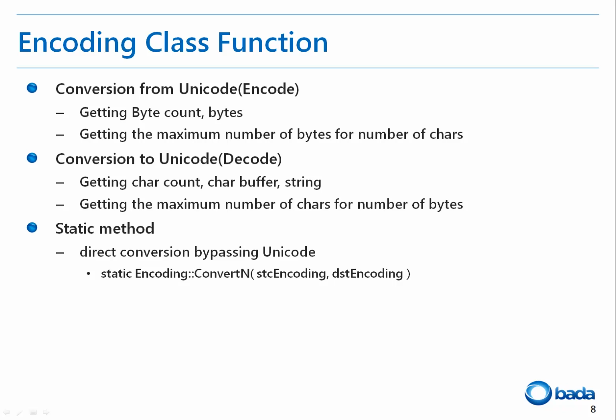Similarly, for decoding an encoded string to a Unicode string, the encoding class provides functions to get the number of characters the decoded string will contain and to decode the encoded string. You can also query how many characters a decoded Unicode string will contain based on the number of bytes in the encoded character string. Additionally, the convertN function is provided to directly convert an encoded character string into another encoded string without converting it to Unicode.